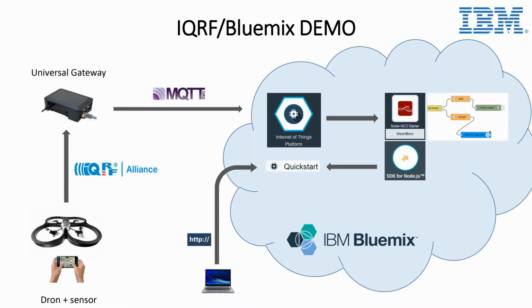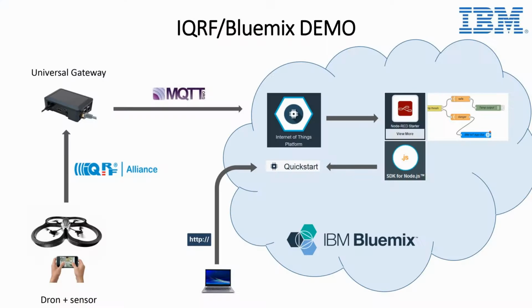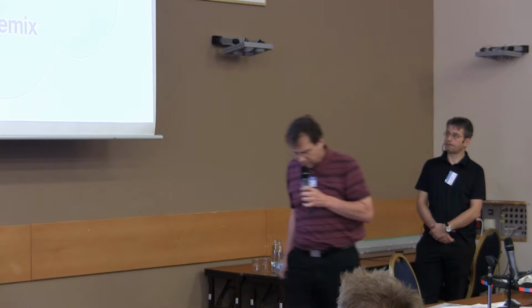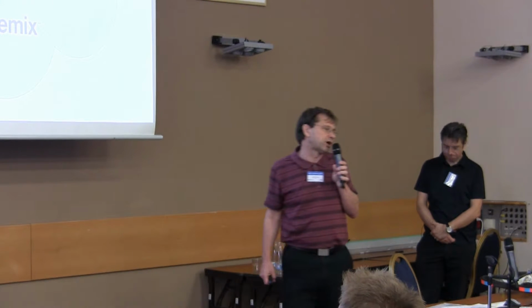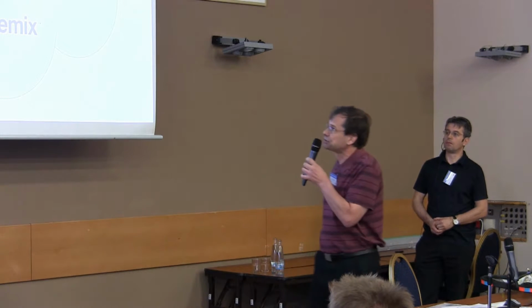The data is being sent to a universal gateway, which is based on Raspberry Pi. There it is transformed to MQTT over TCP/IP and sent to the internet. Finally, we are sending the data to IBM Bluemix, which is a platform suitable for developers, for instance, because it has lots of tools that enable agile development and rapid deployment of applications.